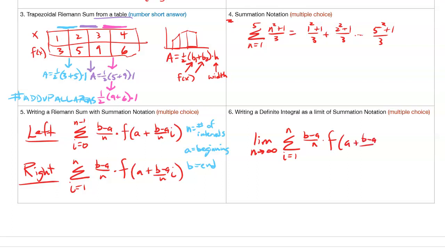But it's the same formulas. You just have infinity for the number of rectangles. But it could be left or right. So do know that because this is multiple choice, it could be either one. You get the same answer either way. A stands for the same, B stands for the same, N is just infinity instead. And then f is the same, whatever function you're given. Okay, so there's the first 6.